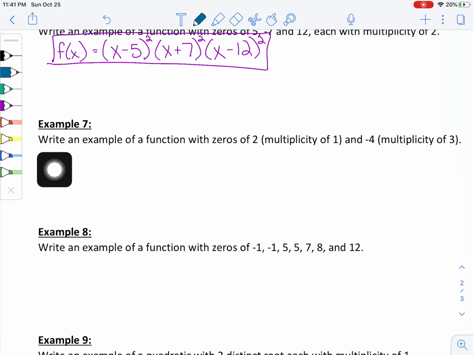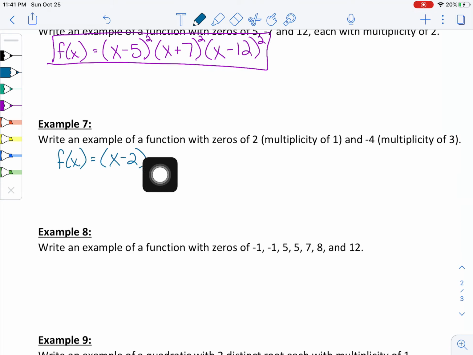All right, so for problem number 7 here, example 7, write an example of a function with zero of 2, in parentheses, multiplicity of 1, and -4, multiplicity of 3. All right, so let's start with this first zero of 2. So let's go f of x. Again, you can change your function notation, g of x, h of x, m of x, q of x, whatever. So the first zero I want is a 2. In order to get a +2, I need a factor of x minus 2.